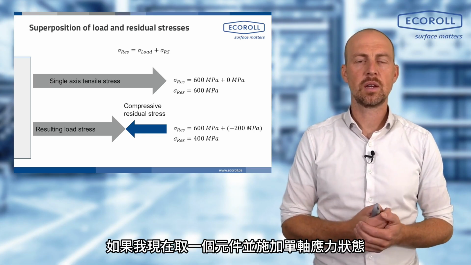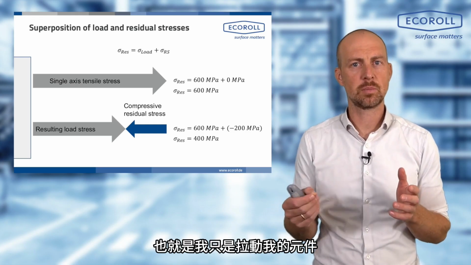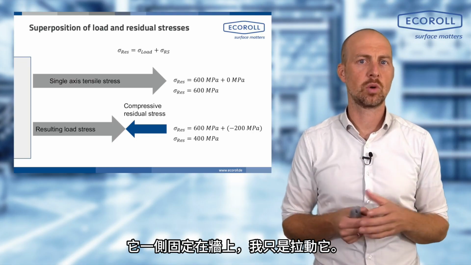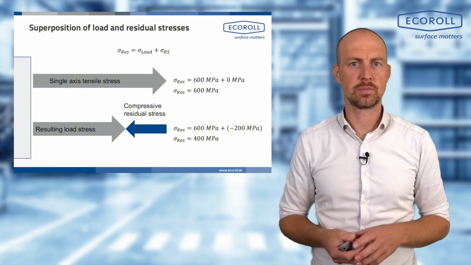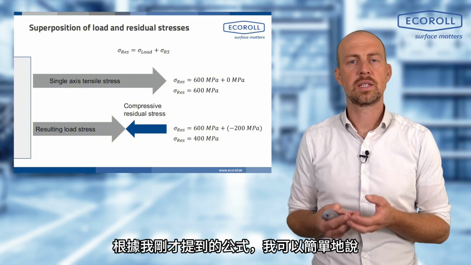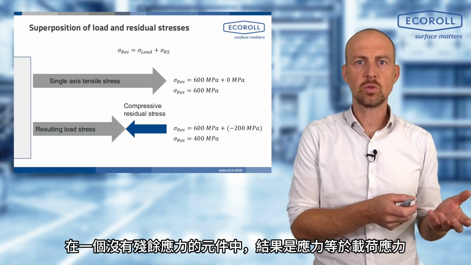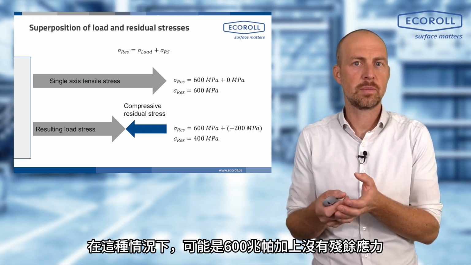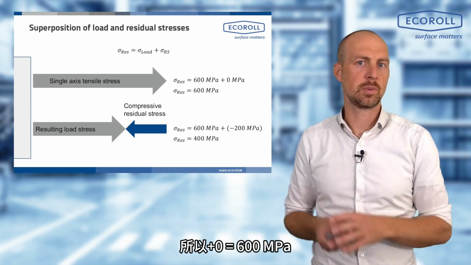And if I now take a component and apply a uniaxial stress state to it, that is, I simply pull on my component, it's fixed to the wall on one side, and I just pull on it, then of course I have a uniaxial load stress in the component. With the formula I just mentioned, I can of course simply say, in a component that has no residual stress, the resulting stress is equal to the load stress. In this case, maybe 600 megapascals, plus no residual stress, so plus 0 equals 600 MPa.